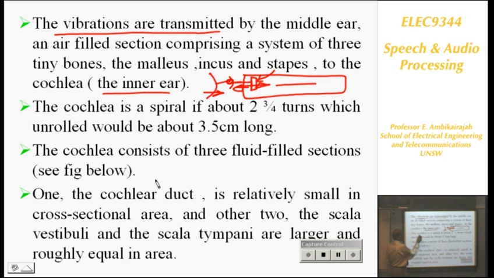If you look at the inner ear, which is called the cochlea, it is a spiral shape of 2 3/4 turns, and if you unroll it, it is about 3.5 centimeters. It consists of three fluid-filled sections in the cochlea, and these sections I'll show you in the next slide.